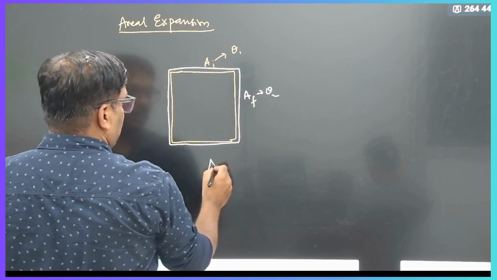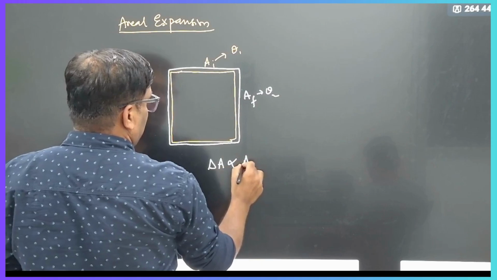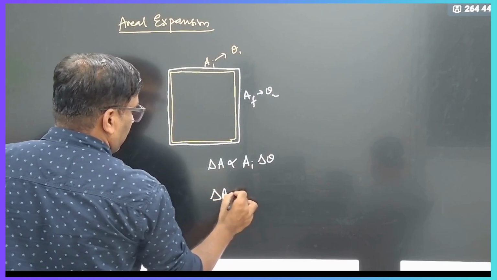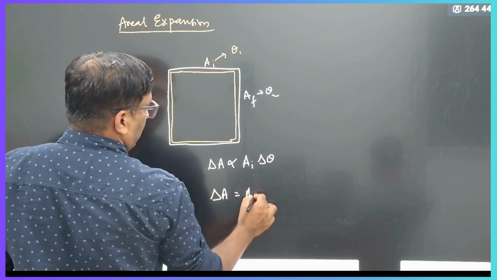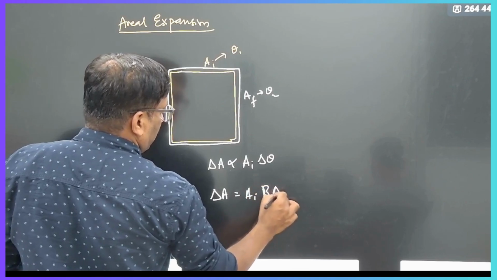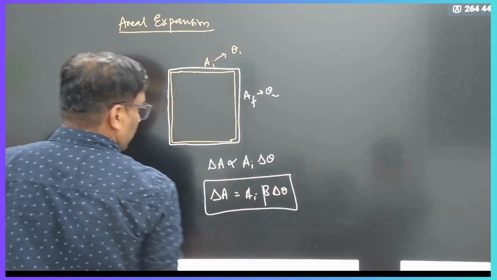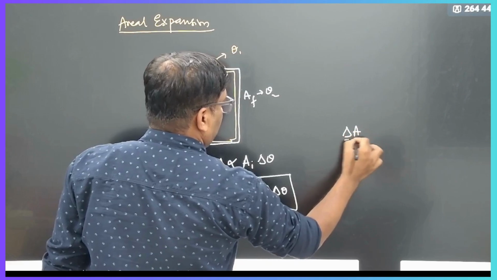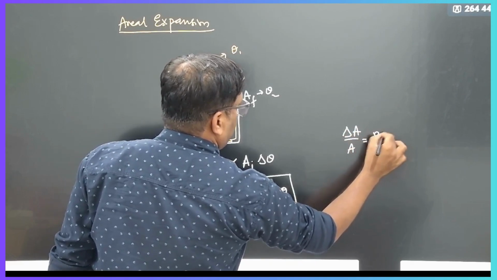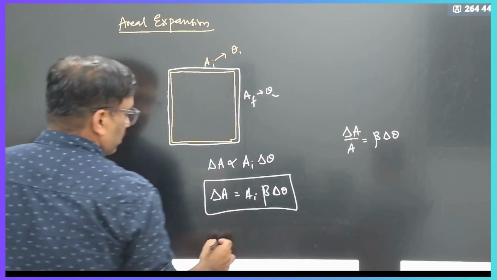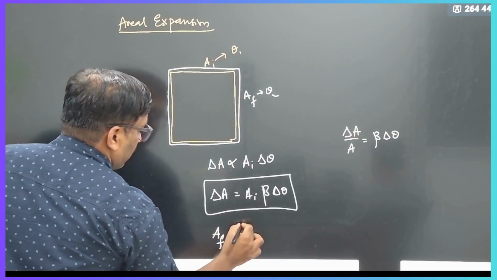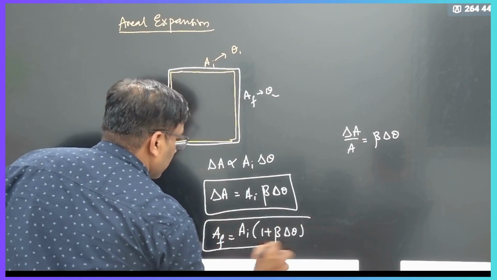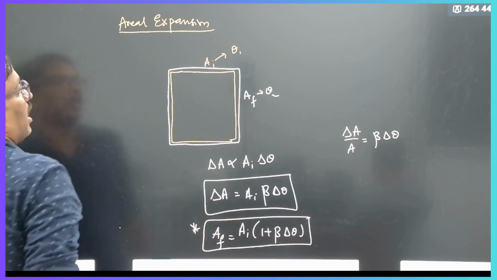So again, the change in area depends upon the initial area and delta theta. We can remove the proportionality. So delta A is equal to the initial area into beta into delta theta. Clear? So the fractional change in area, delta A by A, is beta into delta theta. So A final is equal to A initial into 1 plus beta into delta theta. This is your areal expansion or superficial expansion.